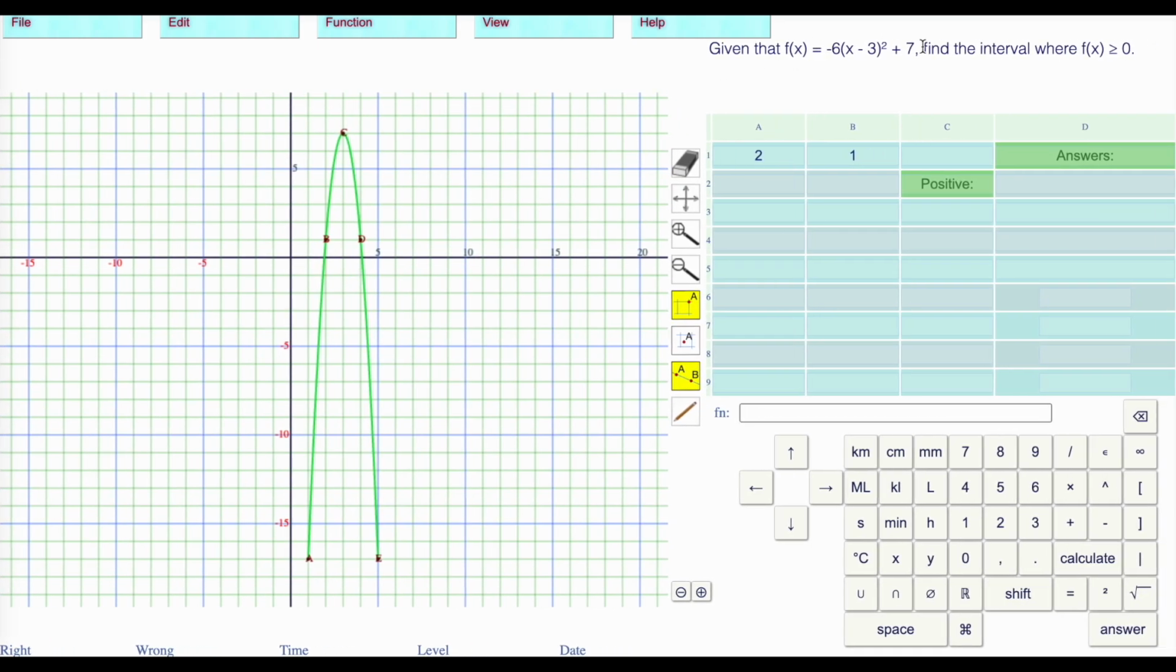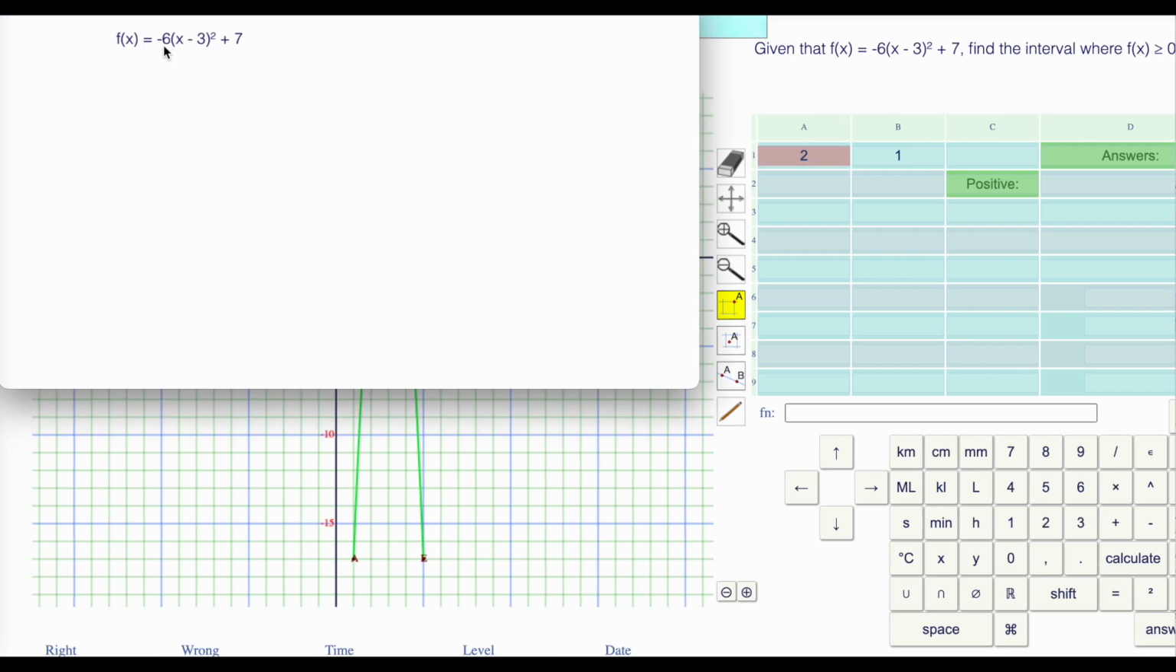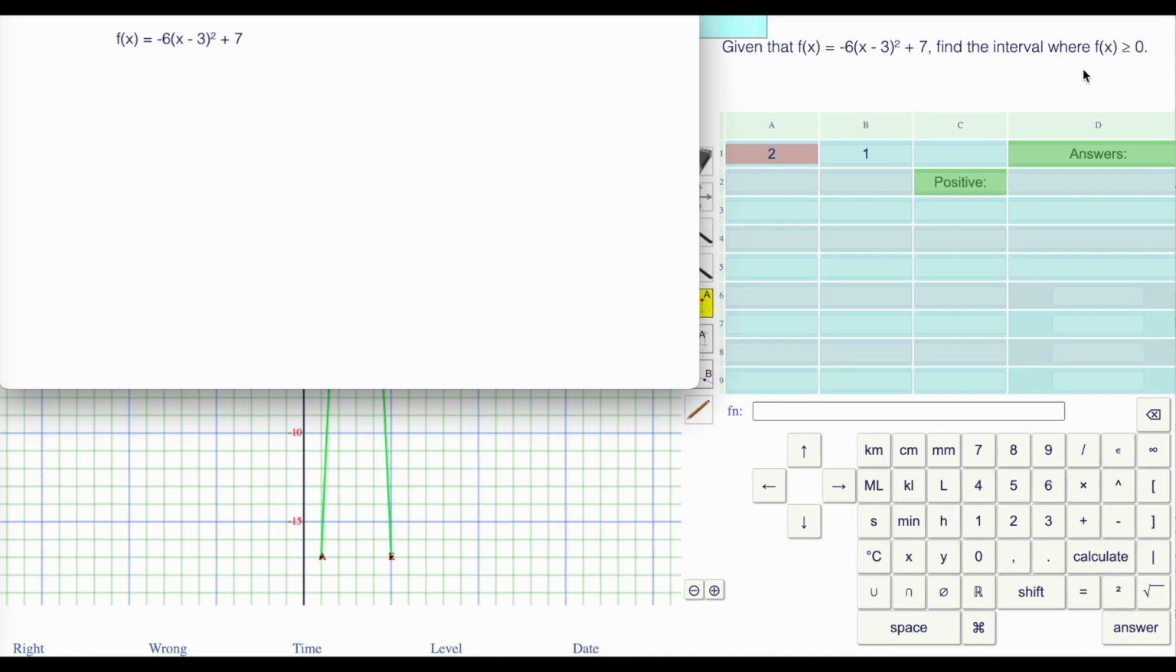They want to know when it is greater than 0. When x, from this point to this point, we have to find the zeros. Solving for x when y is equal to 0. Here we have f of x equal to negative 6 times (x minus 3) squared plus 7. But we need to know the zeros in order to figure out when the function is positive. I'm going to set y to be 0. So 0 is equal to negative 6 times (x minus 3) squared plus 7.